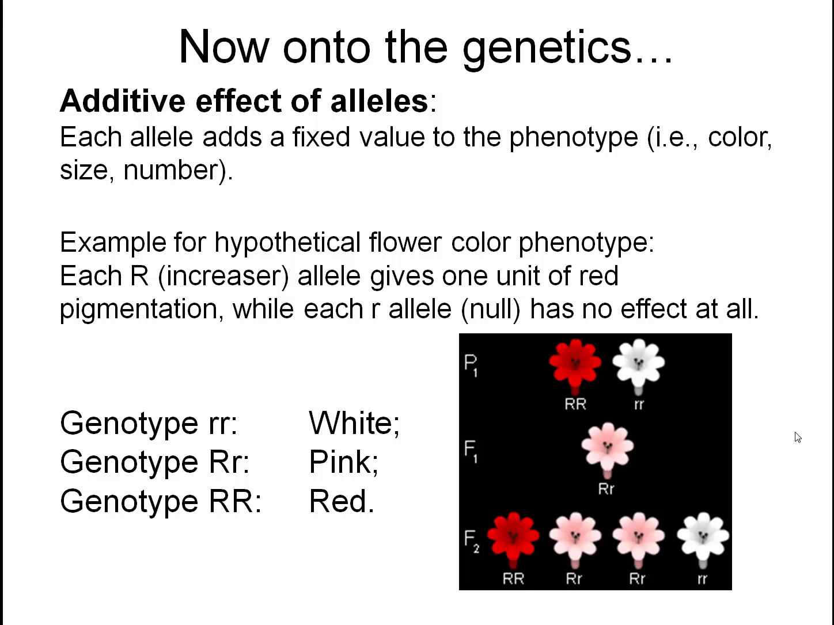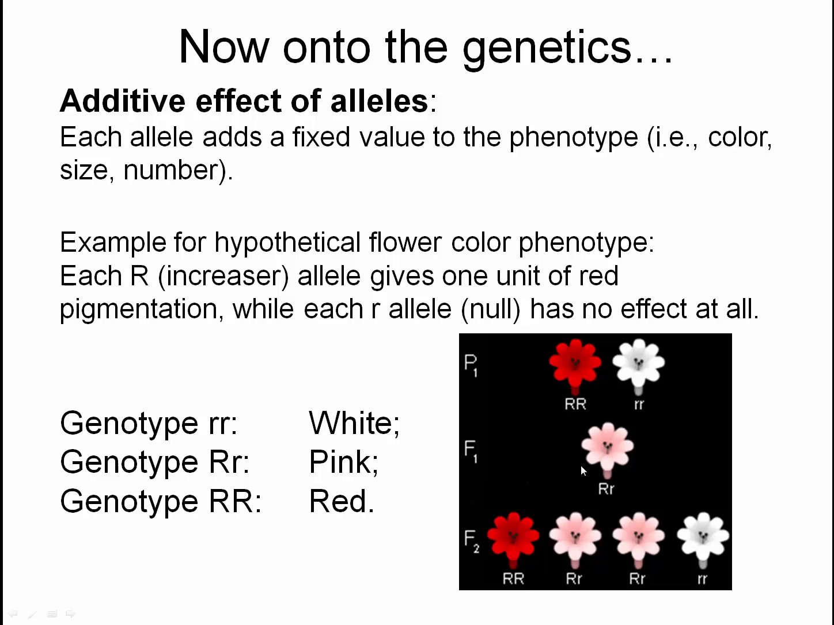And so if we consider an example for a hypothetical flower, a color phenotype, suppose that I have two alleles, big R and little r. Big R is the increaser allele, so that gives 1 unit of red pigmentation, while the null allele, or little r allele, has no effect at all. Baseline is homozygous little r, which is just a white flower, or you could say a colorless flower. If I'm heterozygous, I get a pink flower, and if I'm homozygous big R, I get a red flower.